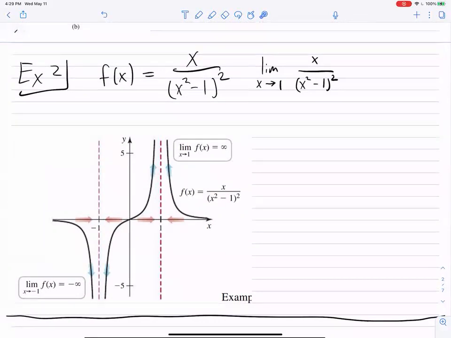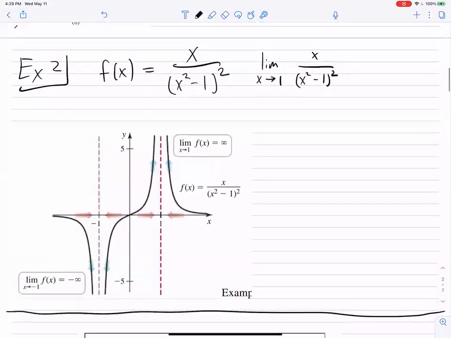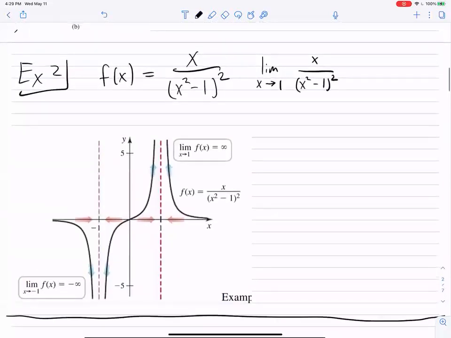So what we could do is try graphing it. You could have a graphing calculator graph this for you, and then we should be able to figure out what's happening graphically. As we approach negative 1, both sides of the function are going to negative infinity, and so the limit as x approaches negative 1 is negative infinity. As we approach positive 1, they're both going up towards infinity, and so the limit would be infinity there. That's one way we could do it. We could just graph it.